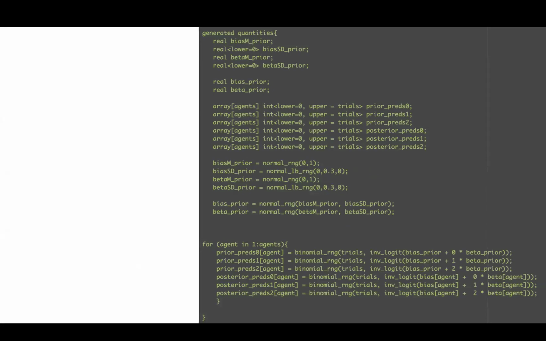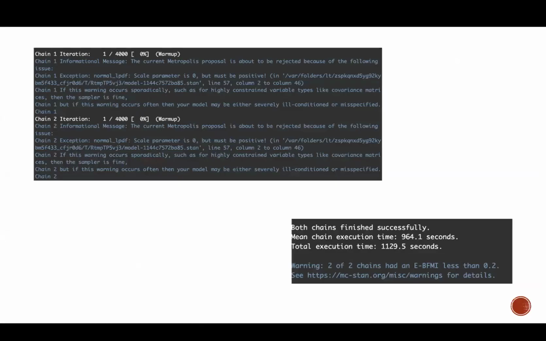And generated quantities, I'm not going to go through the details of that, because what I want to close the class with today is this. This is what happens, right? The model will start giving you lots of errors. Informational message: the current Metropolis proposal is about to be rejected because of the following issues. Scale parameter is 0, but must be positive. Who knows, right? We let it run anyway. It takes a bit of a long time.